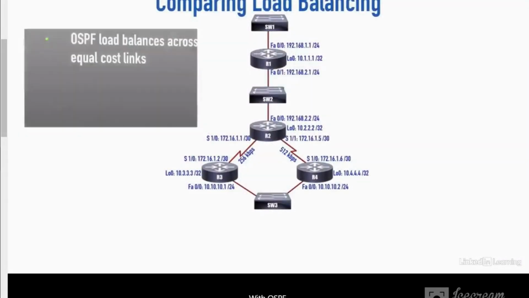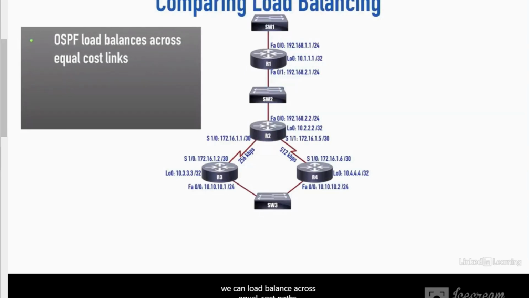With OSPF, we can load balance across equal cost paths. Now in this example, with this topology on screen, let's say that we're sending traffic from a device off of SW1 to a device off of SW3. Well, as we go down the topology and we get to R2, R2's got a couple of ways of getting to SW3. It could go via R3 or it could go via R4.